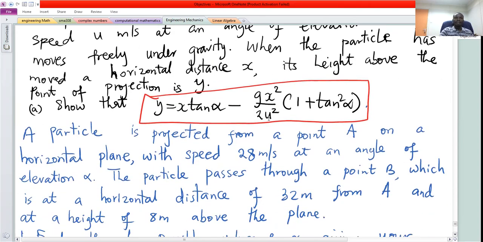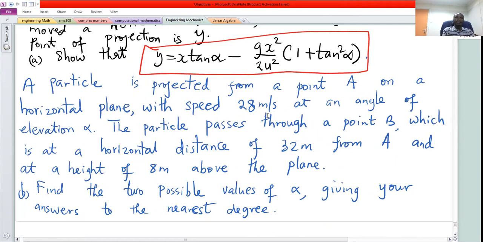we have been given information that a particle is projected from a point A on a horizontal plane with speed 28 meters per second at an angle of elevation alpha. The particle passes through a point B, which is at a horizontal distance of 32 meters from A and at a height of 8 meters above the plane. Find two values of alpha, giving your answer to the nearest degree.